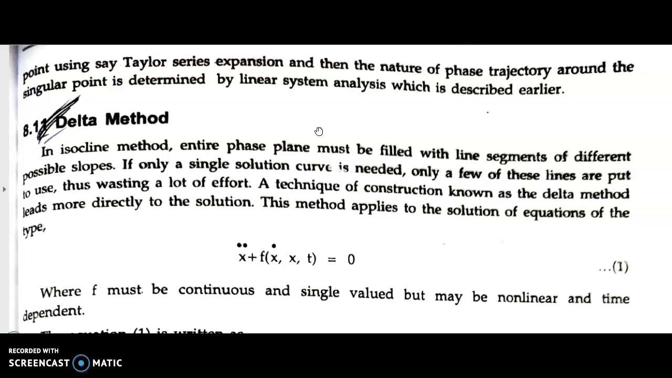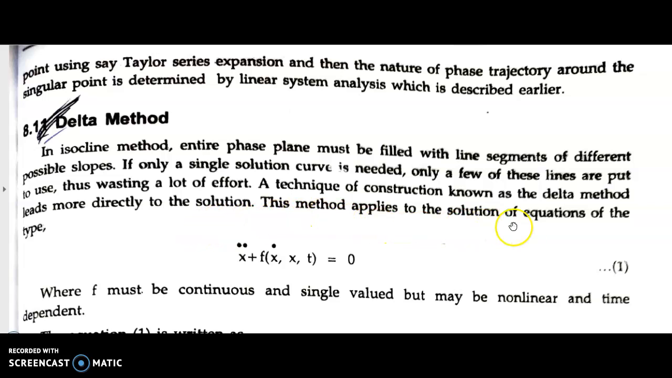You have to fill the plane with line segments of different possible slopes, but only a single solution curve is needed, and it takes time because you have to draw so many lines in the isoplane. To overcome that drawback, only a few of these lines are put to use, wasting a lot of effort. A technique of construction that goes more directly to the solution is known as the delta method.